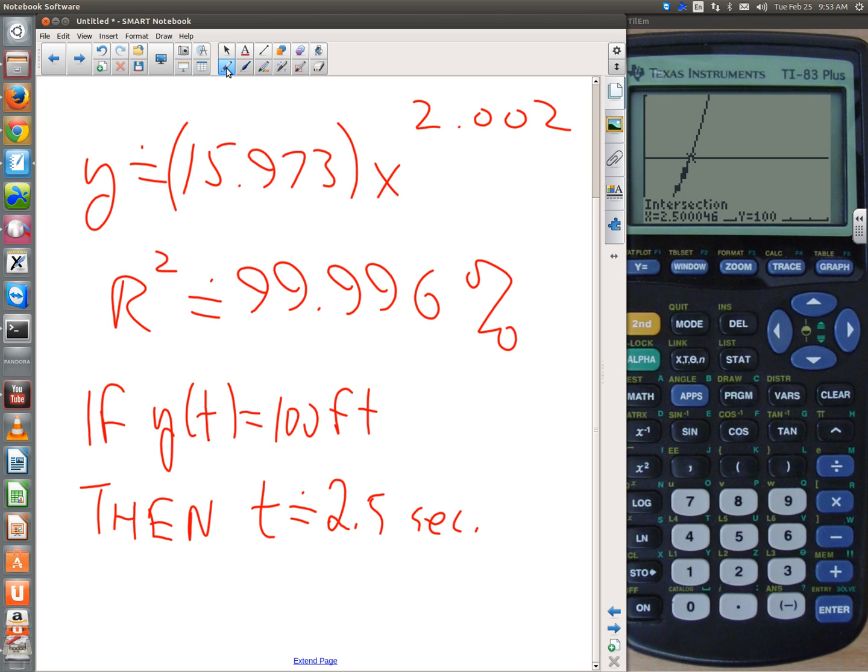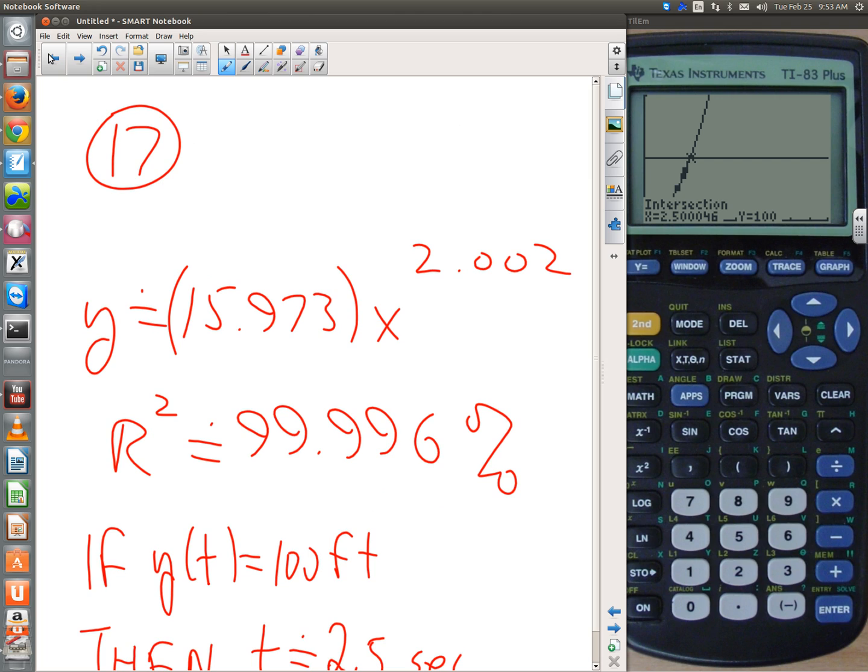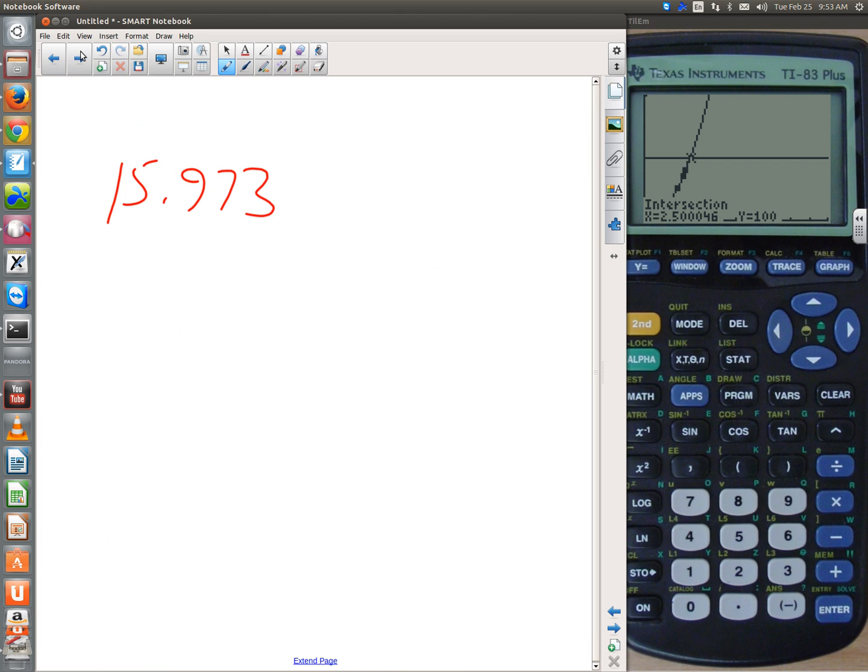Part E says that this should be 1/2 g t squared. We got 15.973 t to the 2.002. That's what we got for the displacement of this baseball, right? S is displacement in feet, t is time in seconds. Okay. But it's supposed to be 1/2 g t squared according to physics class, right?